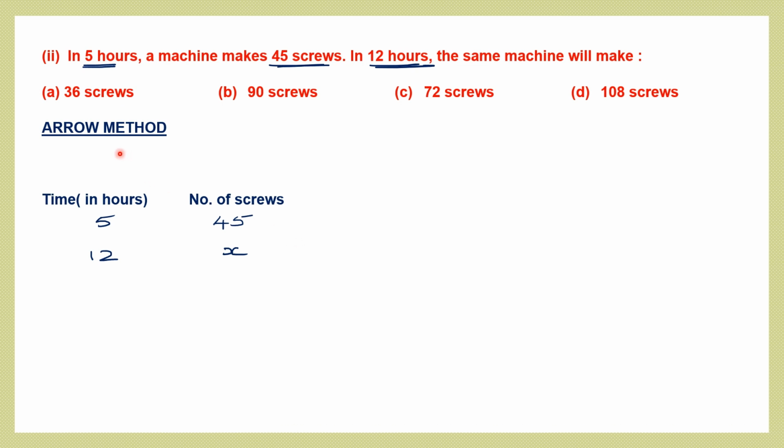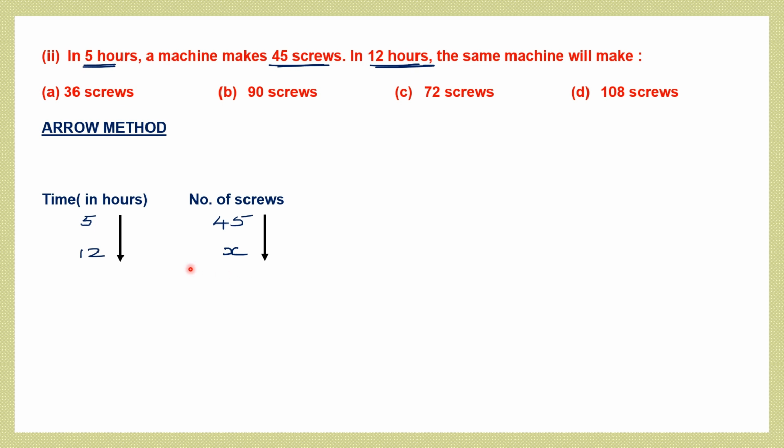So in the arrow method, we draw arrows, and if it is direct variation, we put them in the same direction. So we have one arrow coming down like this, another arrow coming down like this. So can you see? When it is direct variation, the arrows point in the same direction. If it is inverse variation, one arrow will point in one direction and the other arrow will point in the opposite direction. So when both are in the same direction, you're talking about direct variation.